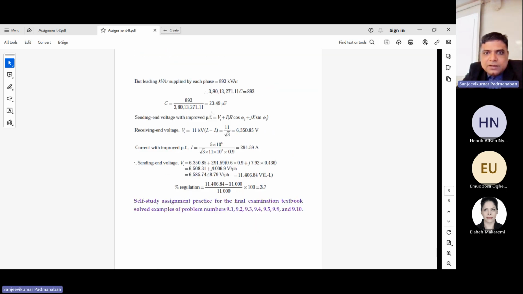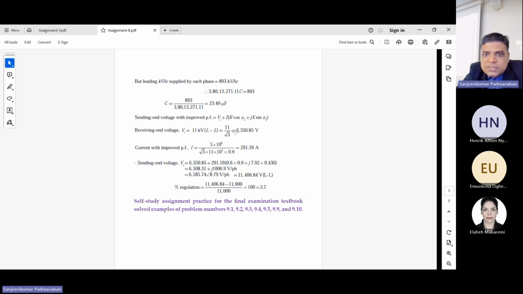We already calculated it here. This is Vs: Vr plus I into (R cos phi 2 plus j X sin phi 2). We calculate all the parameters here, we substitute and we find the sending end voltage. So I have the sending end voltage already, the problem gave it.